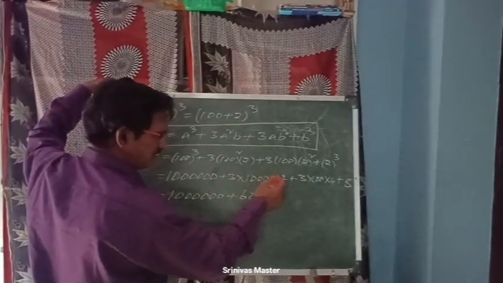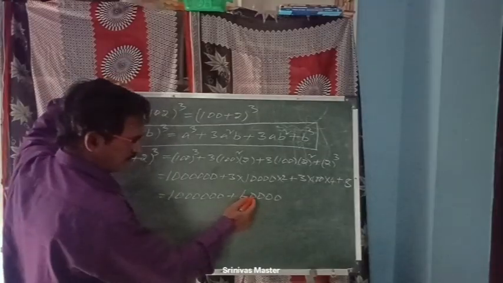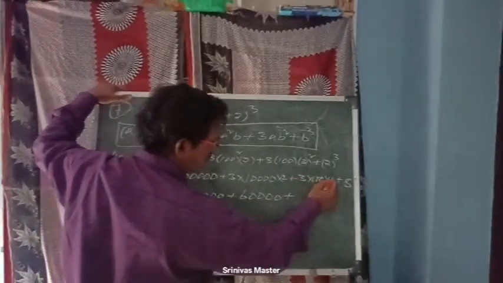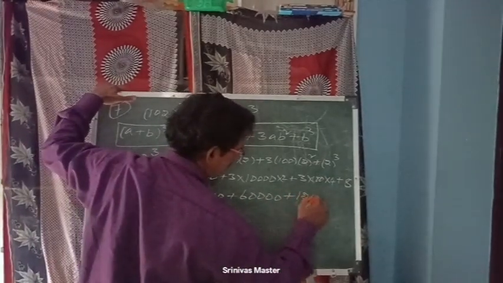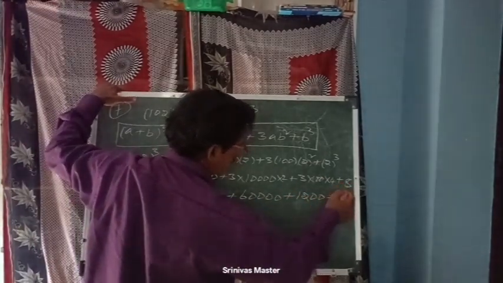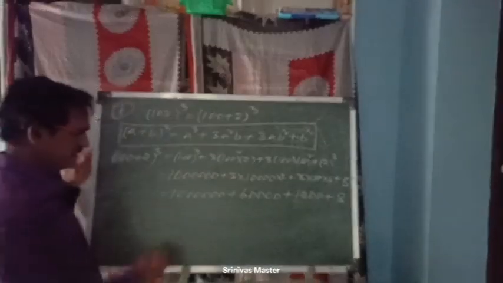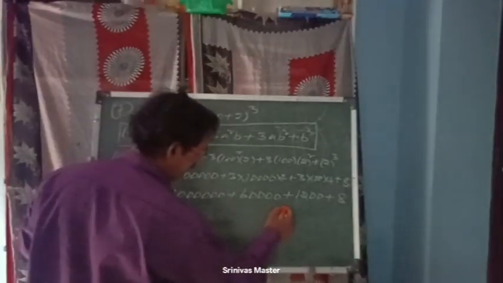3 2s are 6. 6 1s are 6. You know that. 6 after how many zeros? 4 zeros. Actually, it belongs to 60,000. Plus 3 4s are 12. 12 into 100, 1200, right? Plus 2 cube. 2 cube means how much, children? 8. See, all are additions, right? So that we can add.